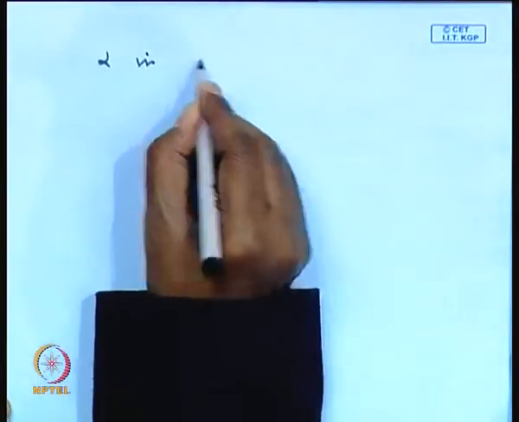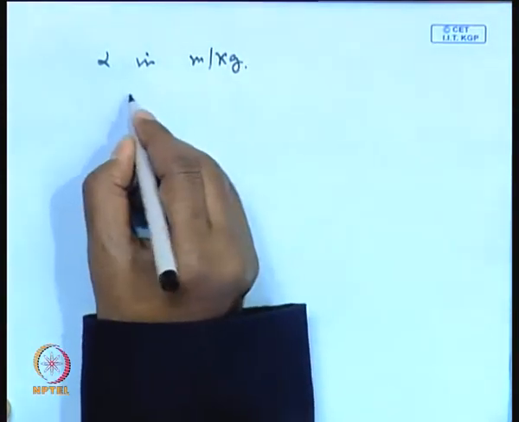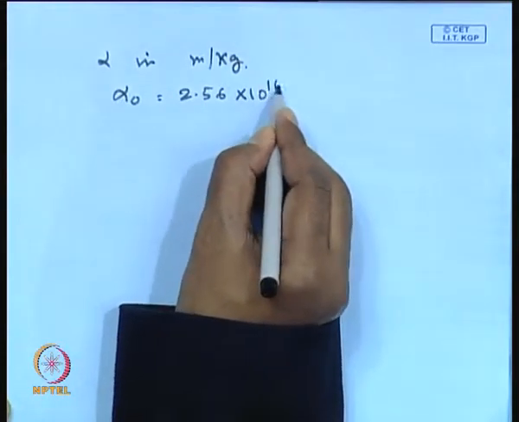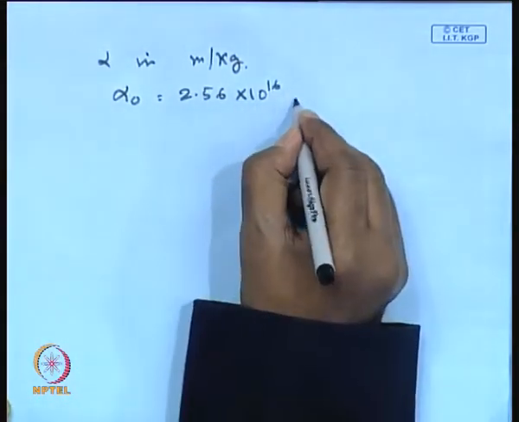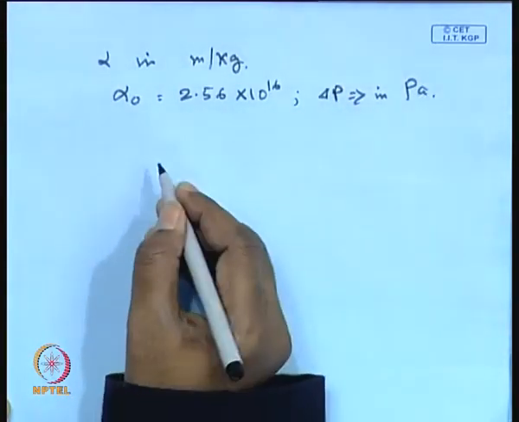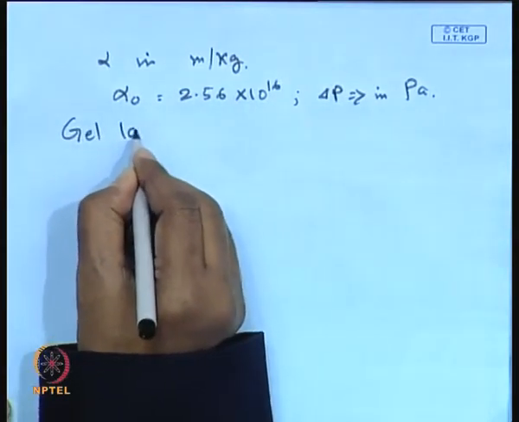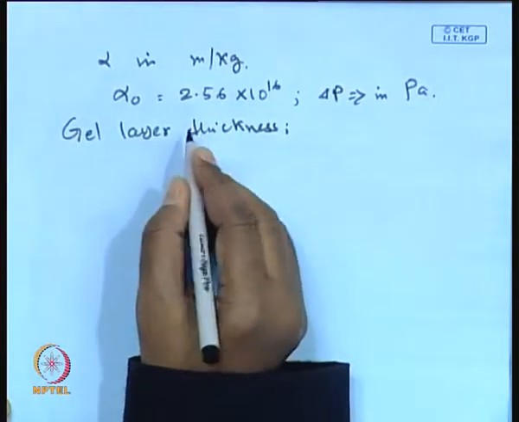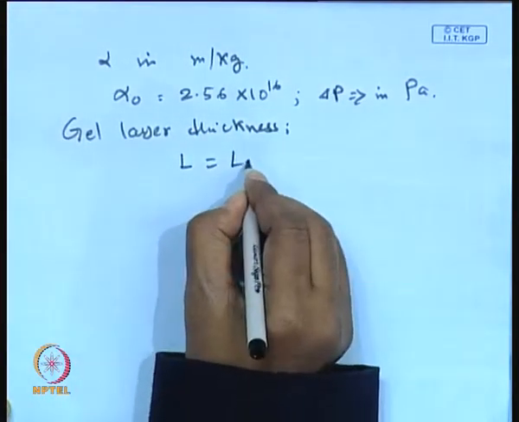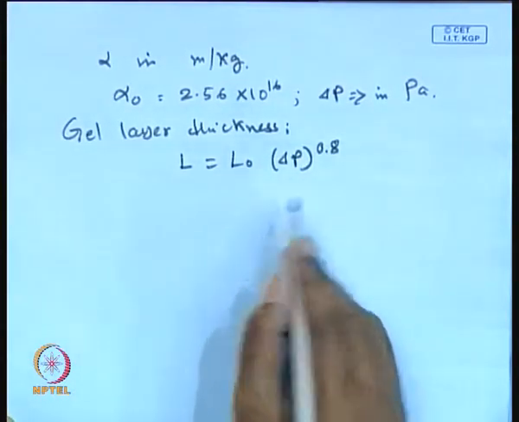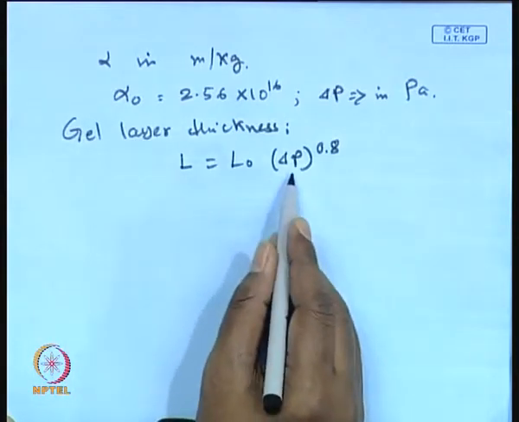Now, here alpha is in meter per kg, that is the unit of alpha. Alpha naught is given as 2.56 into 10 to the power 16, in appropriate units, and delta P is in Pascal. And the gel layer thickness is found to vary as a function of delta P, and it is established as L is equal to L naught delta P to the power 0.8.